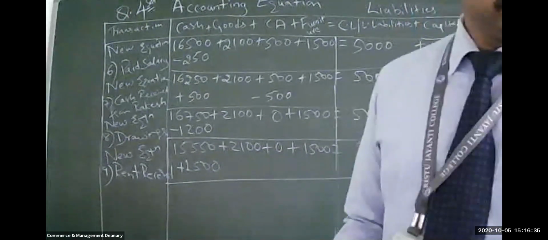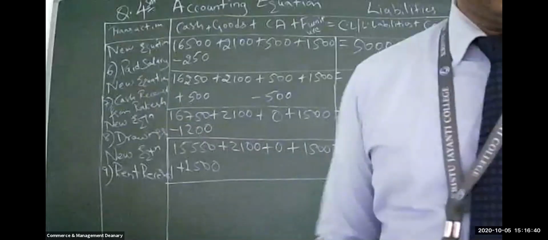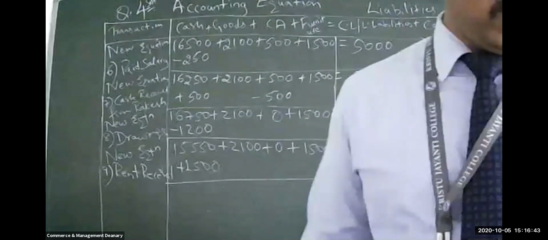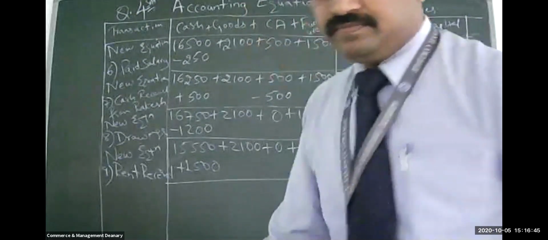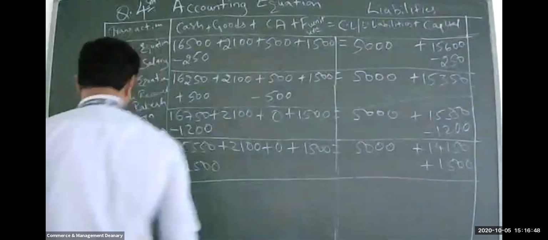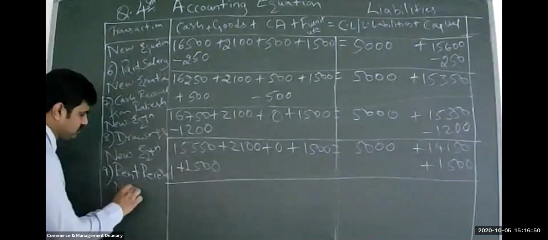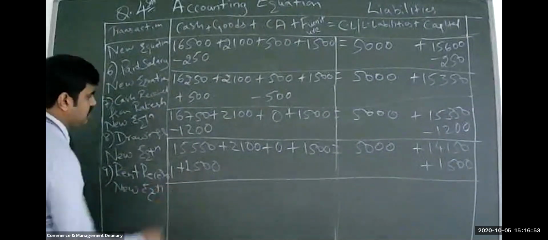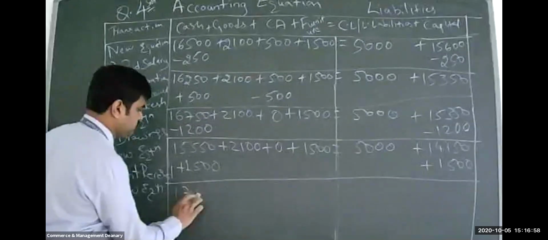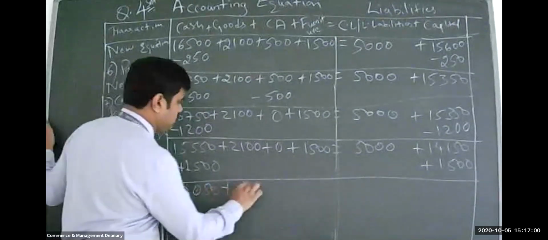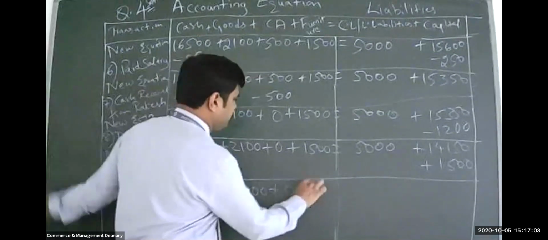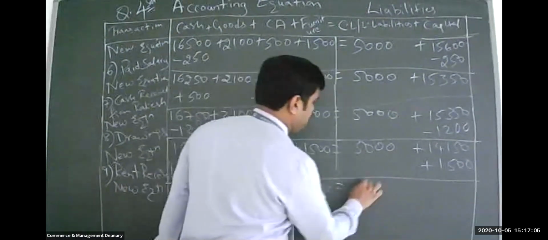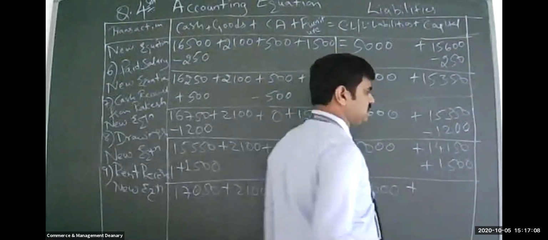What is the last one? Purchase goods from Mukesh for cash, rupees 500. How will you write? First the new equation. How much do we get now? 17,050, 2,100, 0, 1,500, 5,000. How much is capital now? 15,650.